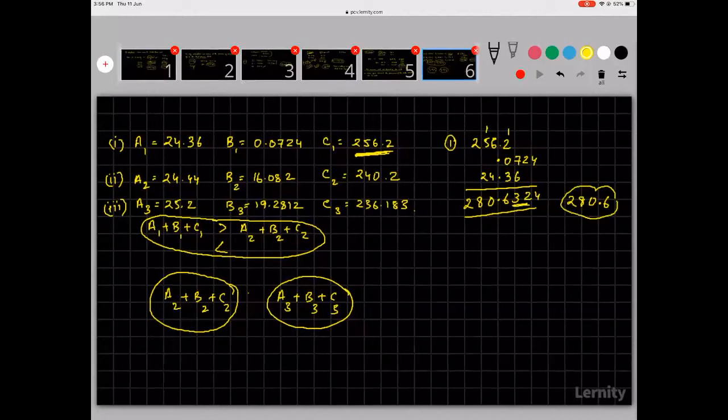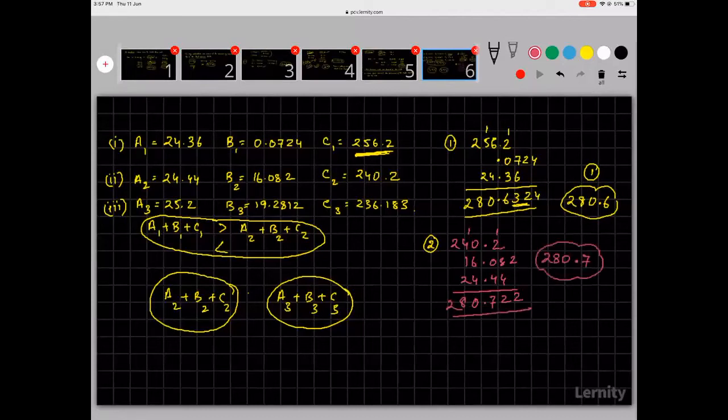This is the first bit of information. The second bit of information, the second one, you change my color. So it is 240.2 plus 16.082 plus 24.44. So this is this, carry over 1, 7. This is 0, carry over 1, 5, 8, 2. So this is 280 point, again this is the least precise, so it is 280.7. Okay, I rounded this off to 1 decimal place and I got 280.7.